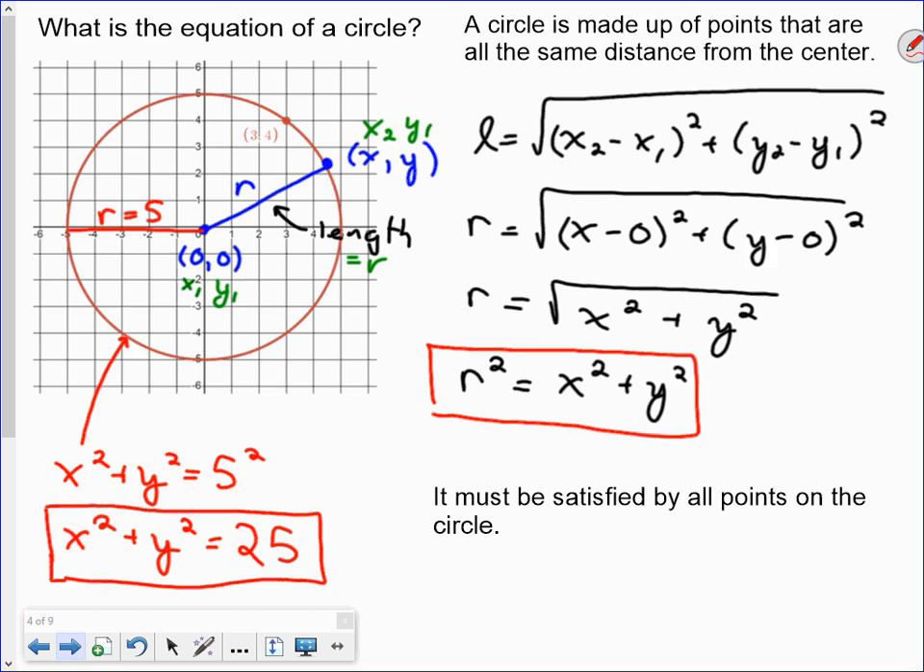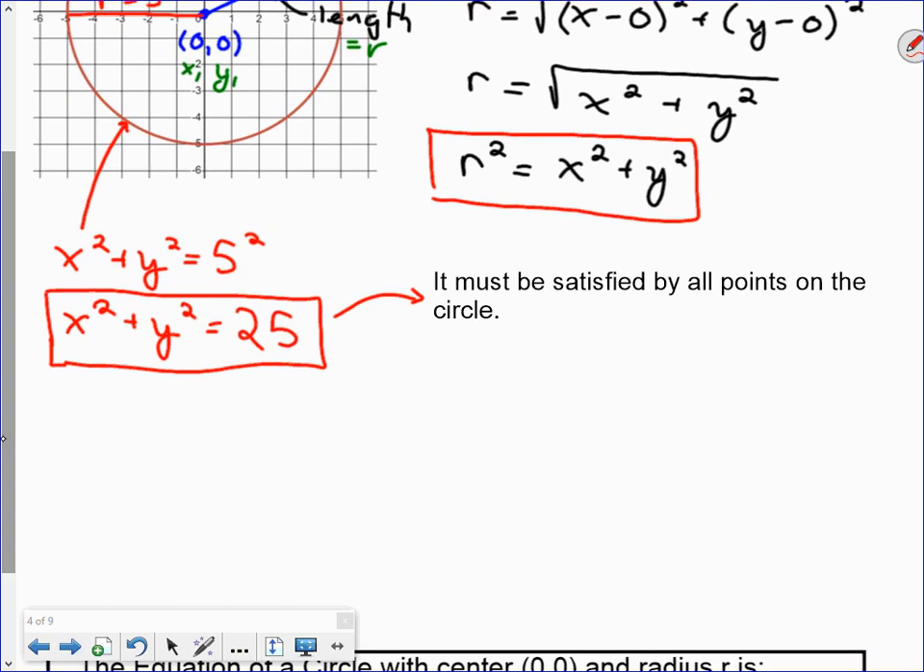And we can check that this works by the fact that this equation must be satisfied by all of the points that are on the circle. So if I pick a point like this point (3, 4) that we talked about earlier, we can check and see that that point satisfies the equation of the circle.